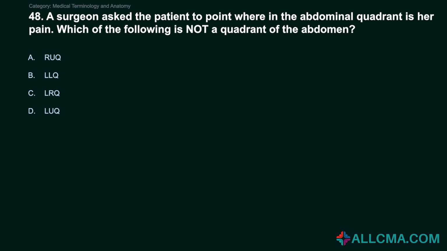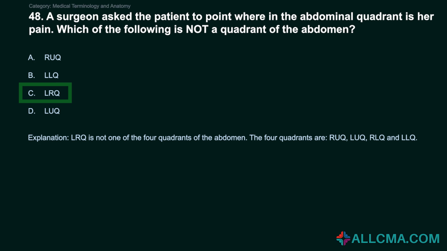48. A surgeon asked the patient to point where in the abdominal quadrant is her pain. Which of the following is not a quadrant of the abdomen? A. RUQ. B. LLQ. C. LRQ. D. LUQ. Correct answer, C. LRQ. LRQ is not one of the four quadrants of the abdomen. The four quadrants are RUQ, LUQ, RLQ, and LLQ.